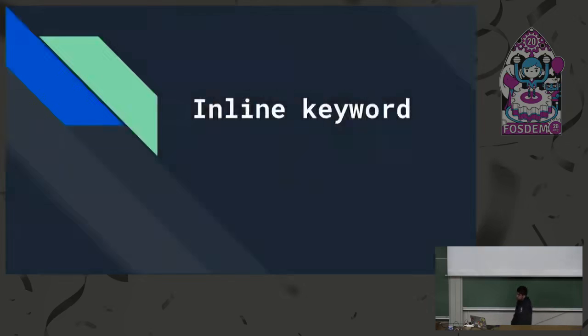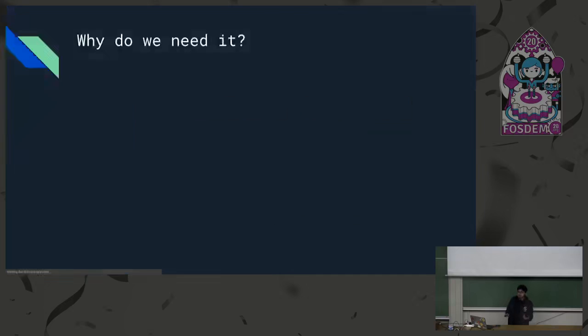Cool. So, the inline keyword. When we are writing a lambda or something in Kotlin, the IDE mostly prompts us to try using an inline keyword for it. But why do we actually use it? Why do we need it? Why can't the compiler do it automatically for us?